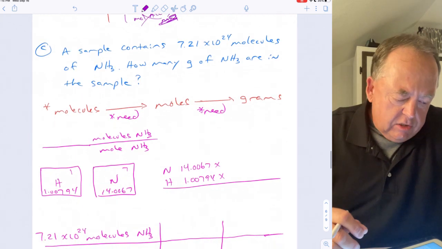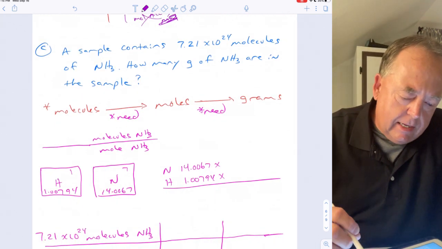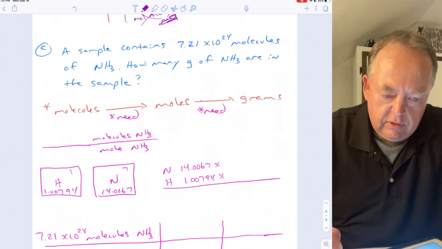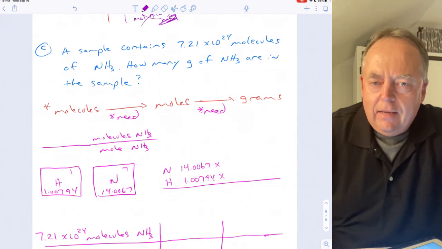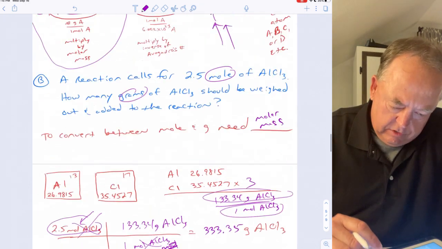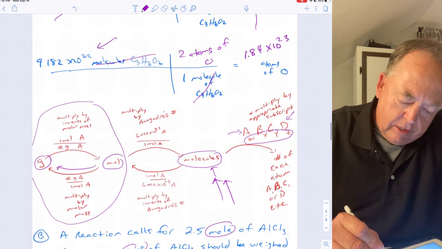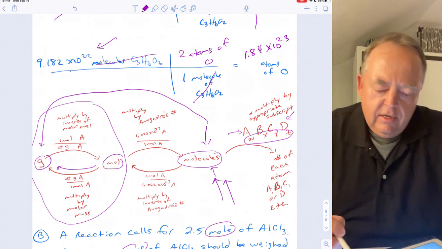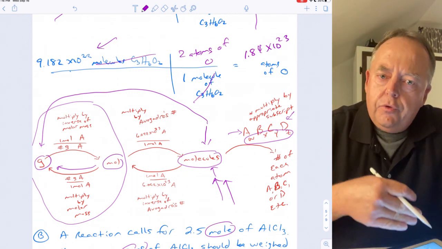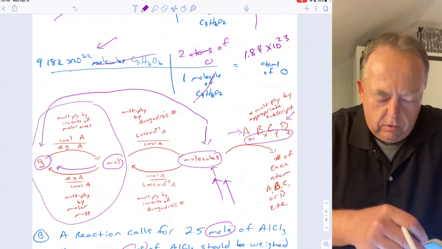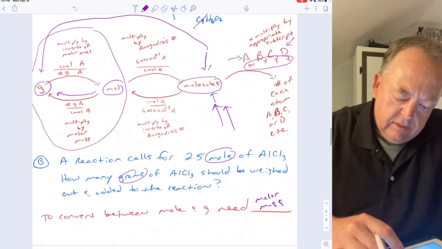Okay, next problem. So a sample contains 7.21 times 10 to the 24 molecules of NH3. How many grams is that? So how many grams are in that sample? So if we go back here, we are starting right here, and we want to go to here, to grams. So if you want to do that, you have to go through moles first. So you have to convert molecules to moles. Once you have moles, then you can convert that to grams.